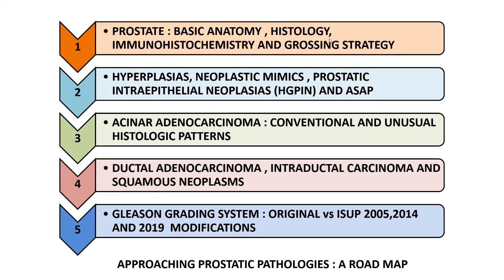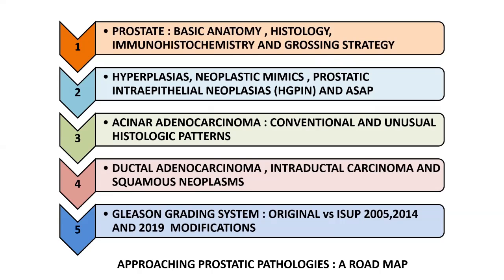Subsequently, we shall move into acinar adenocarcinoma, talk about the conventional pattern and some of the unusual histologic patterns that we see in daily practice. And having finished the bulk of the prostatic malignancies, that is acinar adenocarcinoma, we shall move into the relatively uncommon entities of ductal adenocarcinoma, intraductal carcinoma, and the various squamous neoplasms of the prostate.